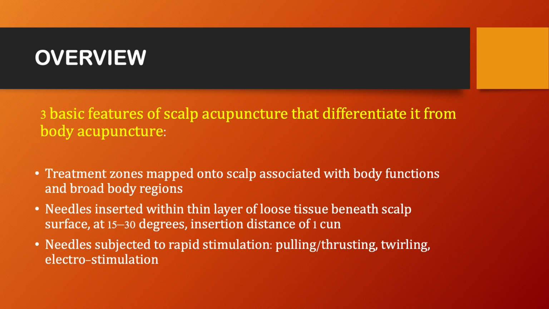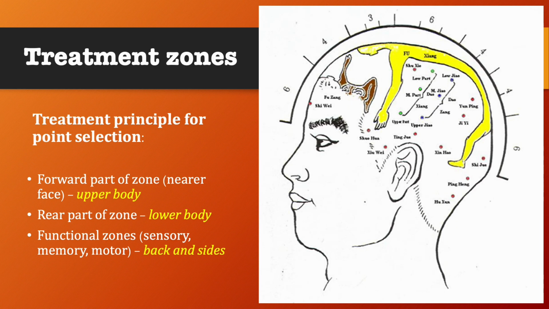Second, the needles are inserted within the thin layer of loose tissue beneath the scalp surface at 15 to 30 degrees, with an insertion distance of about 1 cun. Third, needles are subjected to rapid stimulation: pulling or thrusting, twirling, or electrostimulation.